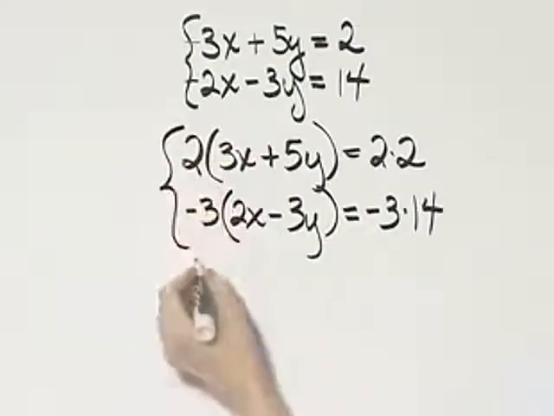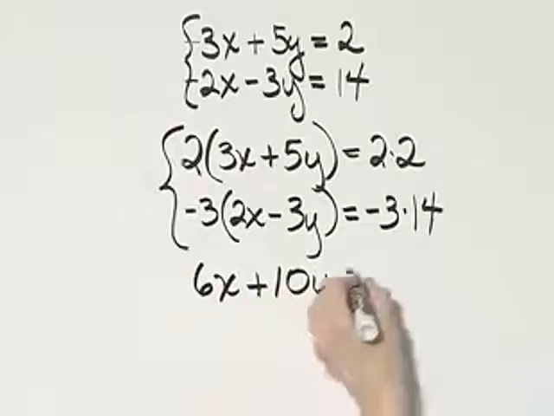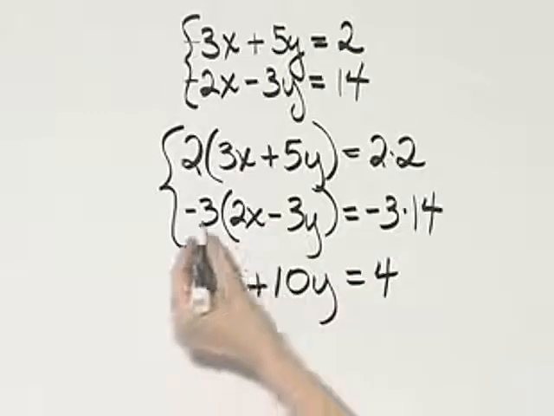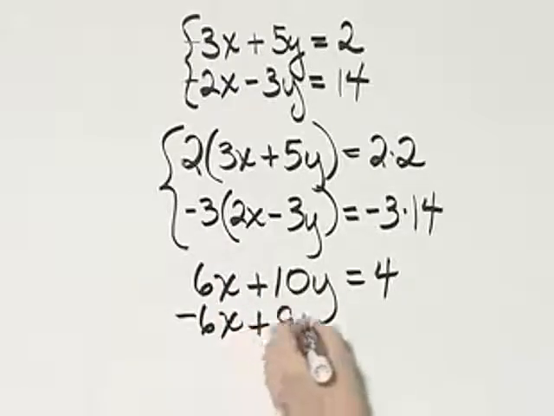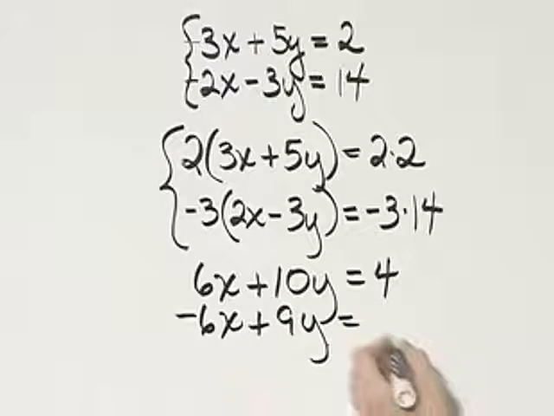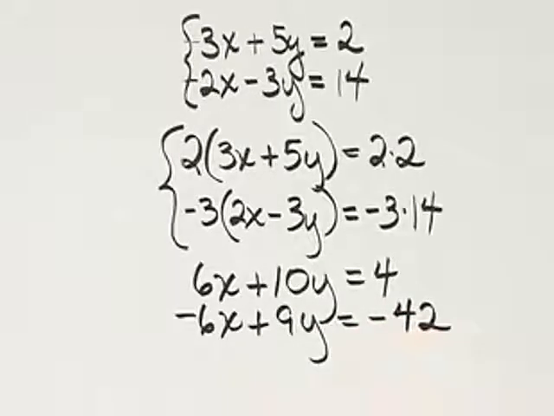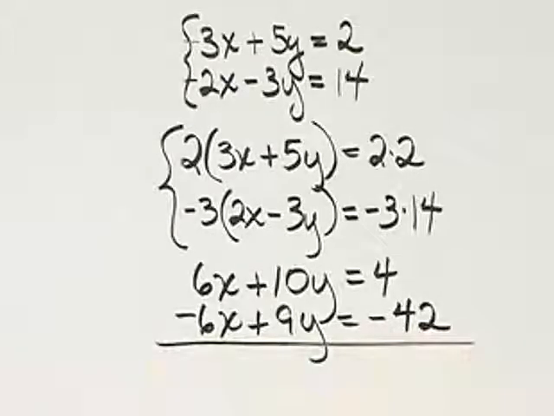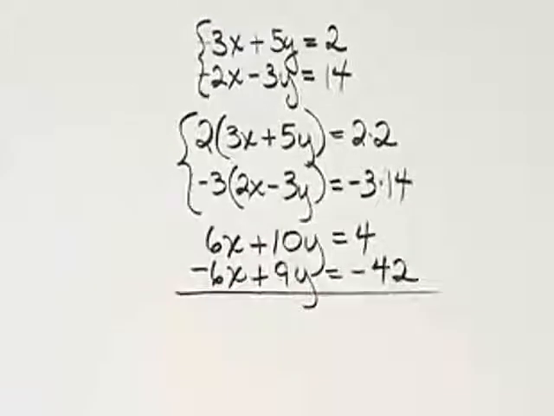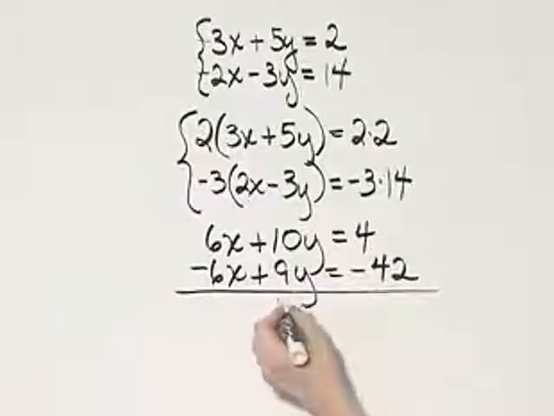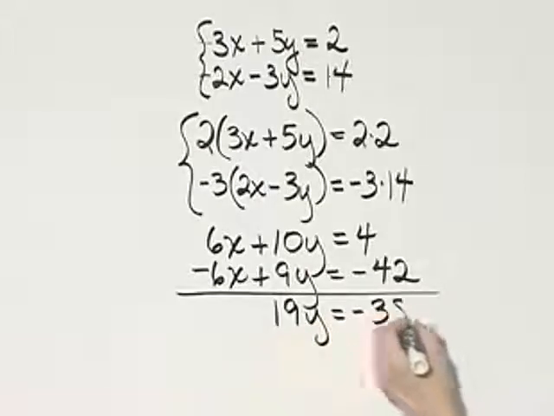If I multiply here, that will be 6x plus 10y is equal to 4. Let's multiply here. Negative 6x, just like I want, plus 9y is equal to negative 3 times 14. That will be negative 42. Now let's go ahead and add the equations because these are opposites of each other. These x's subtract out and I'll have 10 and 9. I'll have 19y is equal to negative 38.